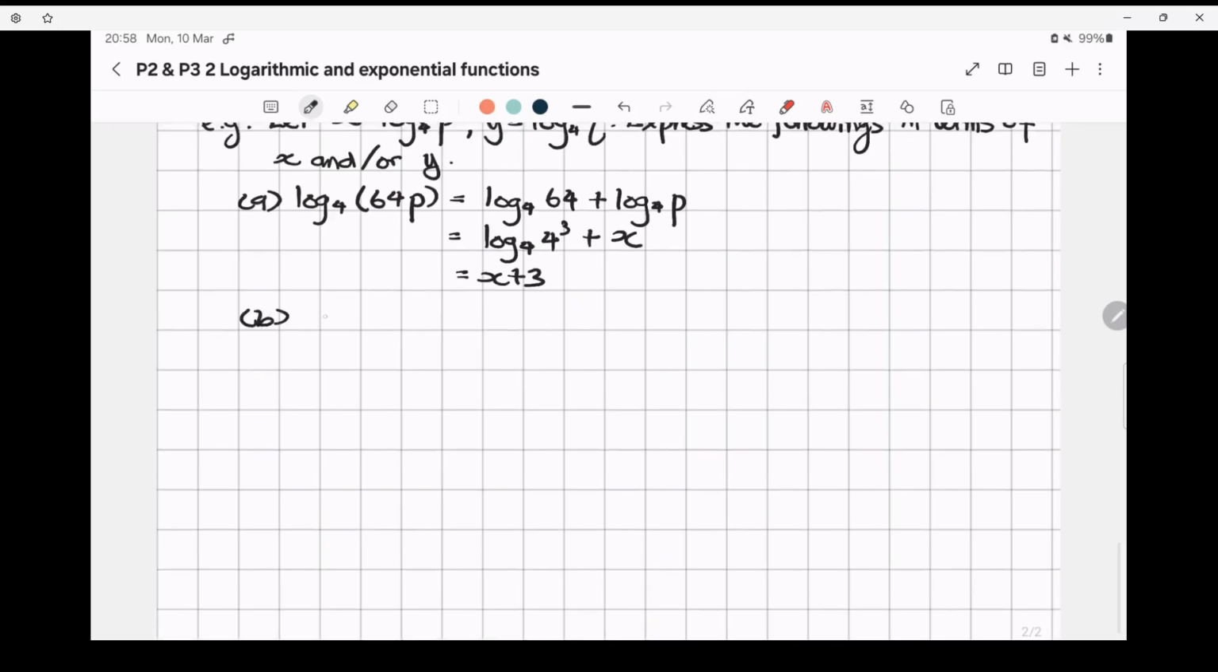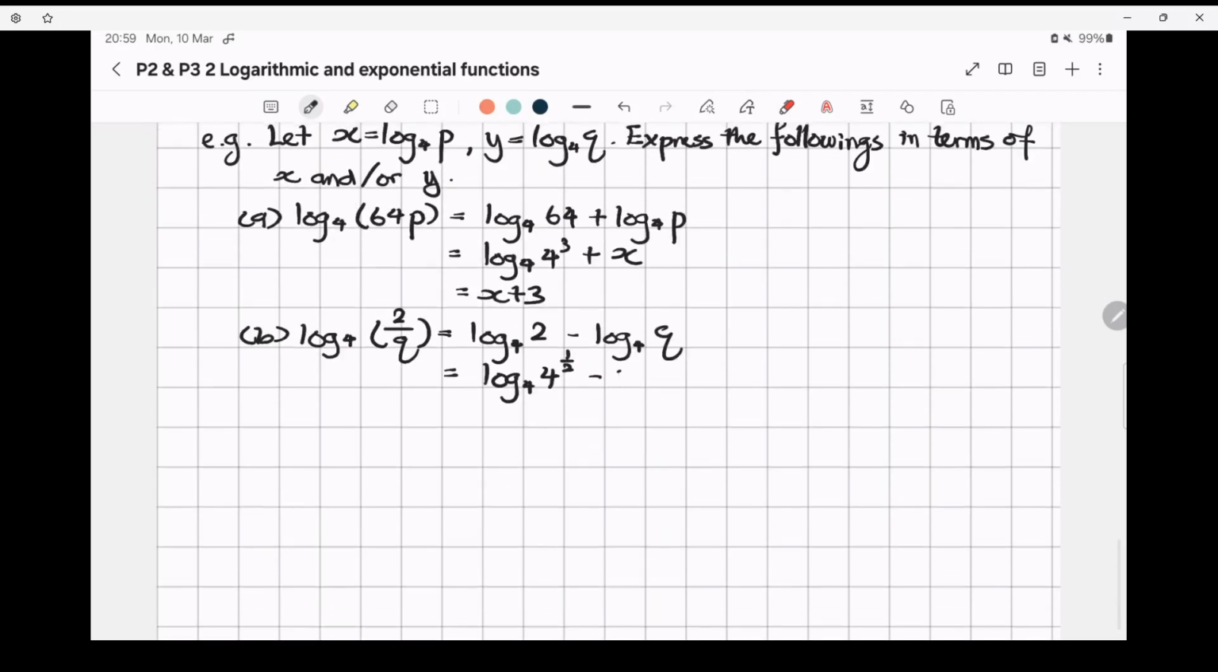Part B, log base 4 of 2 to the power 2 divided by q. So this will be log base 4 of 2 minus log base 4 of q, and this will be log base 4 of 4 to the power of half. So log base 4 q is y. So this is just 1 over 2 minus y.